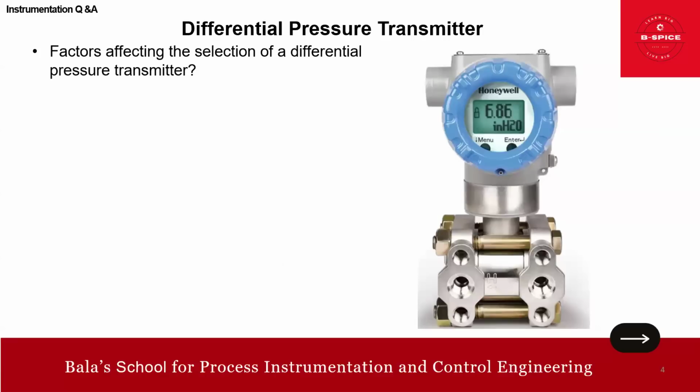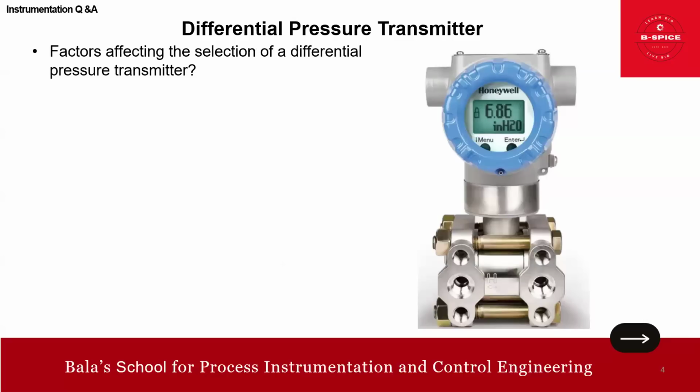Okay, let us move into the differential pressure transmitter. What are all the factors that affect the selection of the differential pressure transmitter? Basically, what are all the factors that can affect the selection of a differential pressure transmitter? For example, you are selecting a DP. So there should be some factors you should focus on also, right?